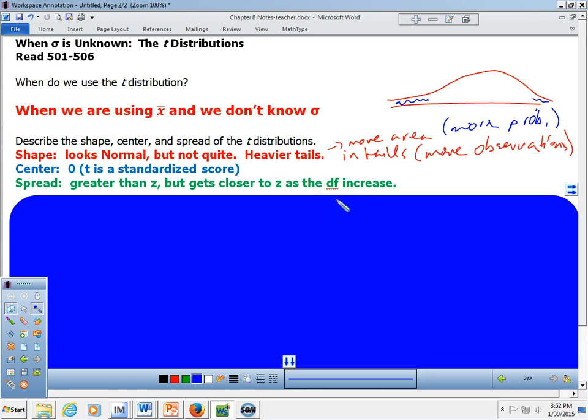Now, what do we mean by degrees of freedom? For right now, I'll leave it off as the degrees of freedom is related to the sample size. Okay?